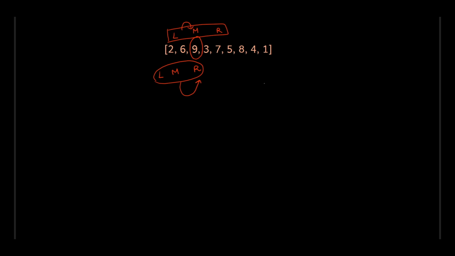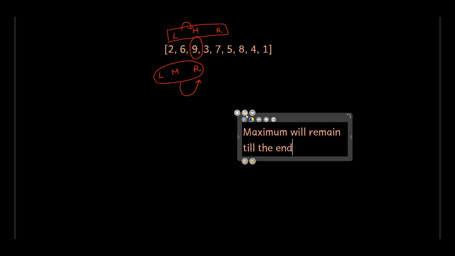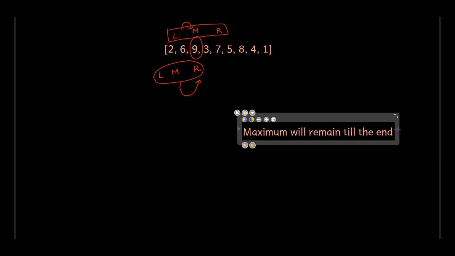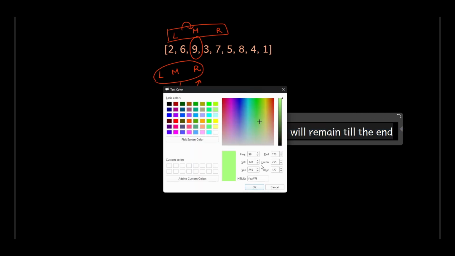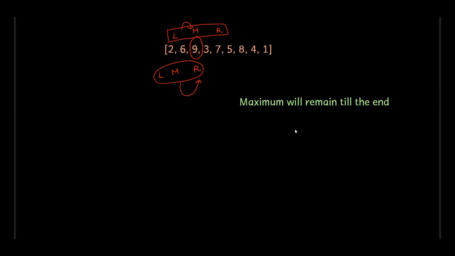So the second observation that you can make is that the maximum element of the array will remain till the end. This is a very clear observation that you can make, and you can prove this using the arguments that we just did, that this observation is actually correct. So now let's follow this line of reasoning and see where it leads us.